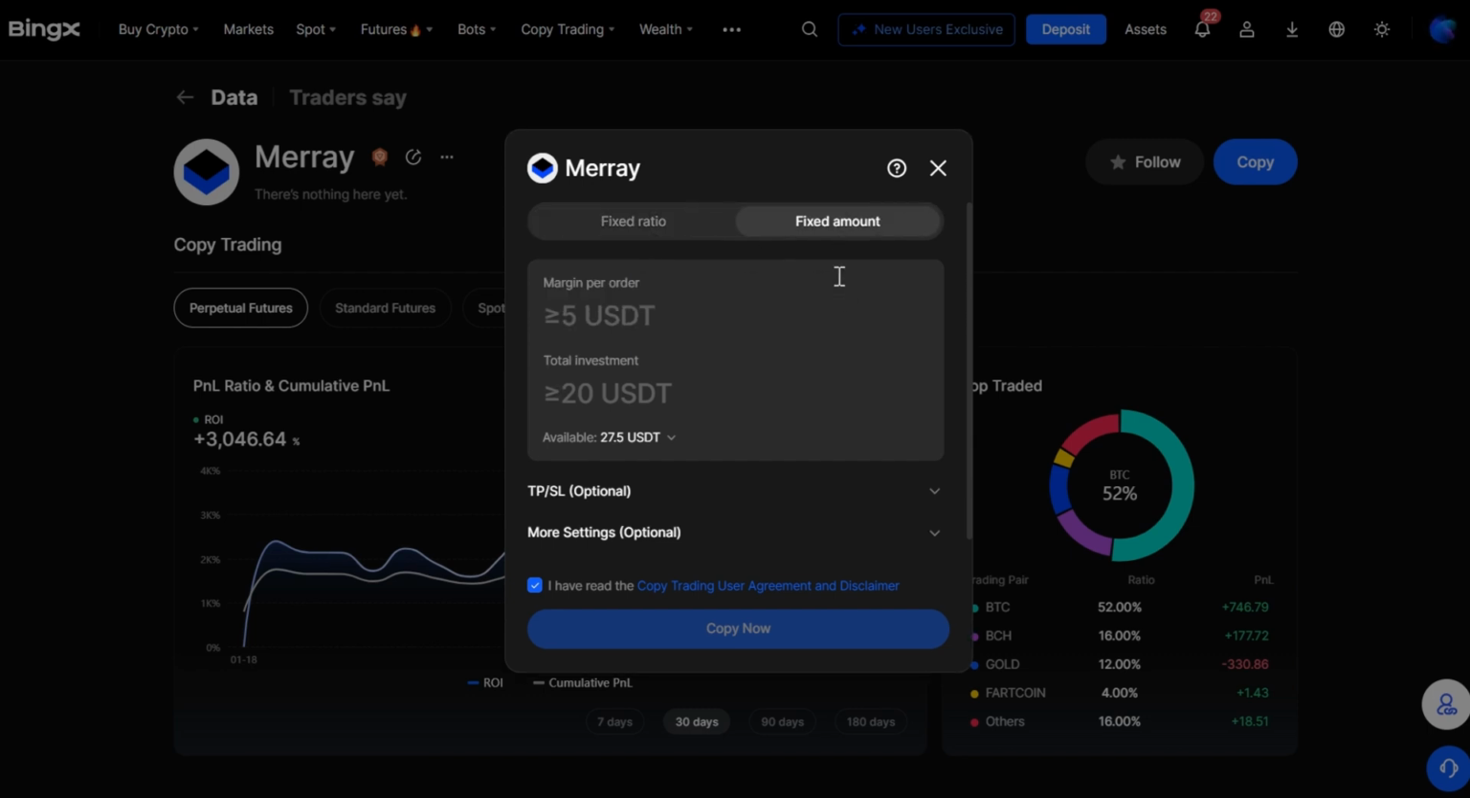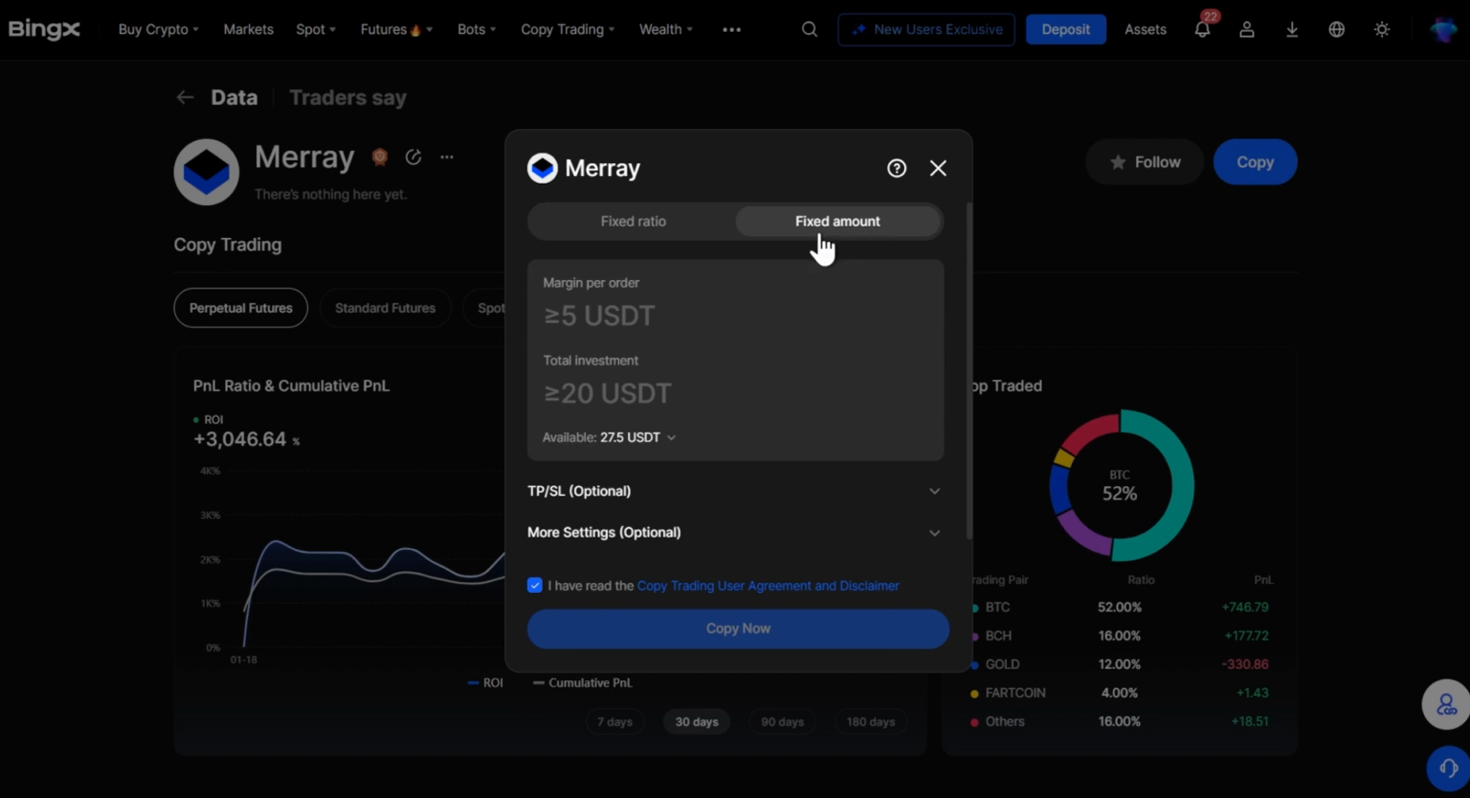Fixed amount mode. This is where you copy a fixed dollar amount per trade. For example, if you set $10, every trade the lead trader opens, you open with $10. This gives you more control over how much you're risking per trade, regardless of how much the trader is using. This is better if you want to limit your exposure per trade. For this tutorial, I'm going to use fixed amount mode since it's simpler and gives you more control.